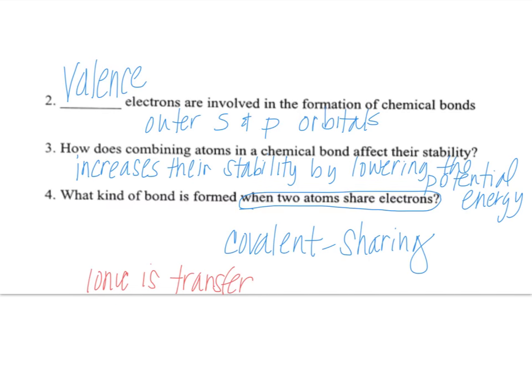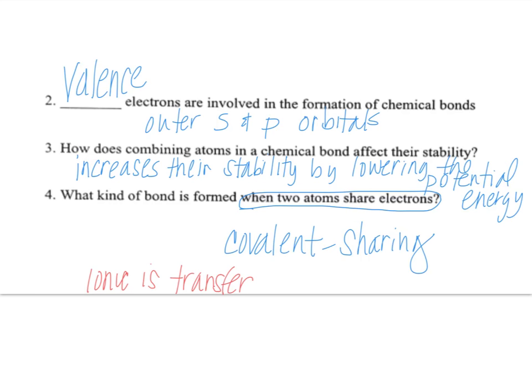Question 2 says blank electrons are involved in the formation of chemical bonds, and that is the valence electrons. And remember, the valence electrons are found in the outermost s and p orbital. Number 3, how does combining atoms in a chemical bond affect their stability? And remember, we said this, that it increases their stability, and it does this by the fact that it's lowering the potential energy of the two separate atoms.